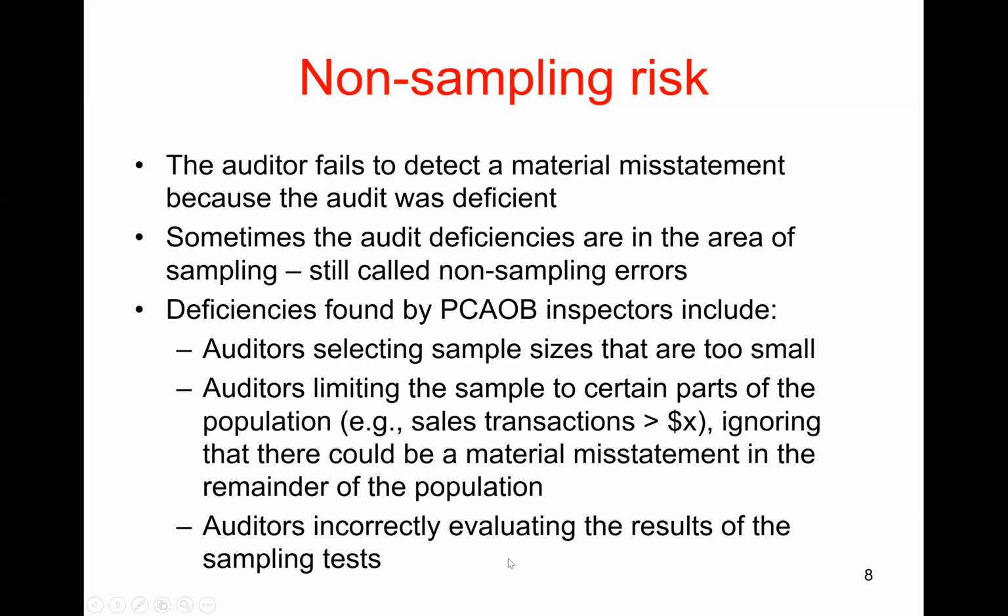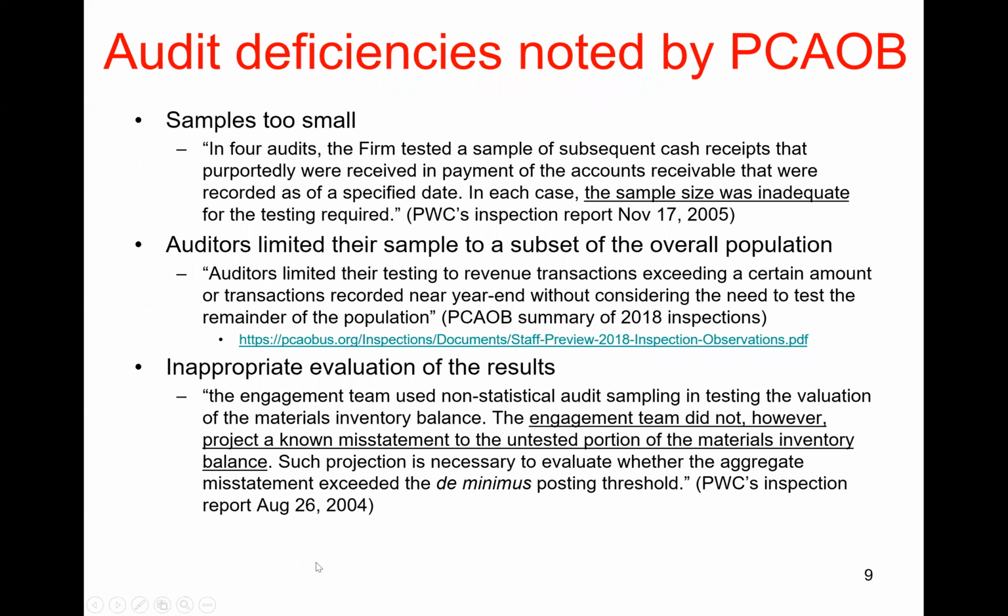And the third one is auditors incorrectly evaluating the results of the sampling tests. The most common example of this is where the auditor finds some misstatements in the sample, and then the auditor says, well, in the sample, these misstatements are not material. The auditor's forgotten that the auditor should form a conclusion about whether there's likely to be a material misstatement in the population, right? So when you evaluate your results, it's very important to project the results of your sample to the population, and this is where sometimes auditors go wrong. I'll talk more about this when we go through difference estimation.